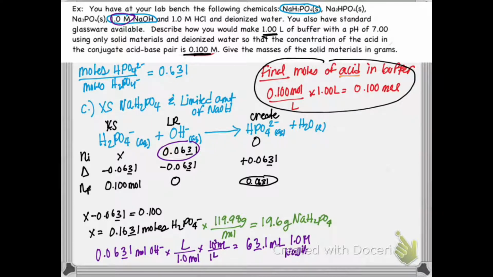The third thing we need to mix in is water. We want 1 liter total of the buffer. That's what we based our calculations on. So we're going to add water to get 1 liter total. Those are the 3 components we need to mix together to make this buffer.